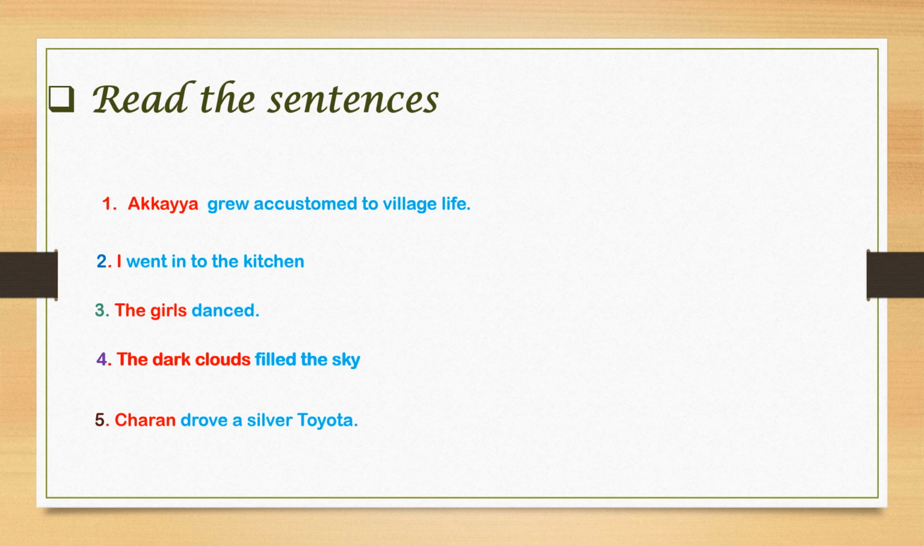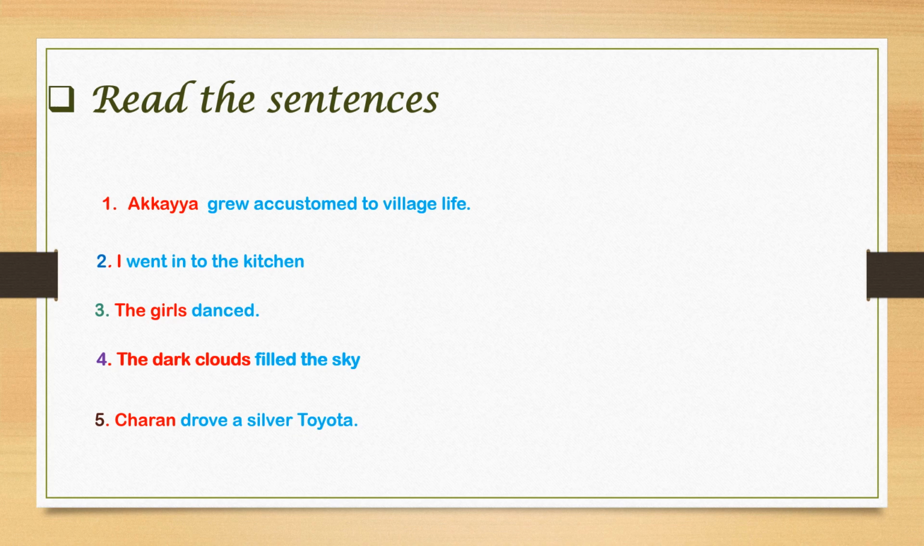On to the next one. The girls danced. Who danced? We are speaking about the girls here. What is the work they performed? They danced. So, danced is a predicate. Fourth one. The dark clouds filled the sky. We are speaking about the dark clouds. So, this is the subject. Filled the sky. What did they do? They filled the sky. It is giving more information or talking about the subject. So it is the predicate.